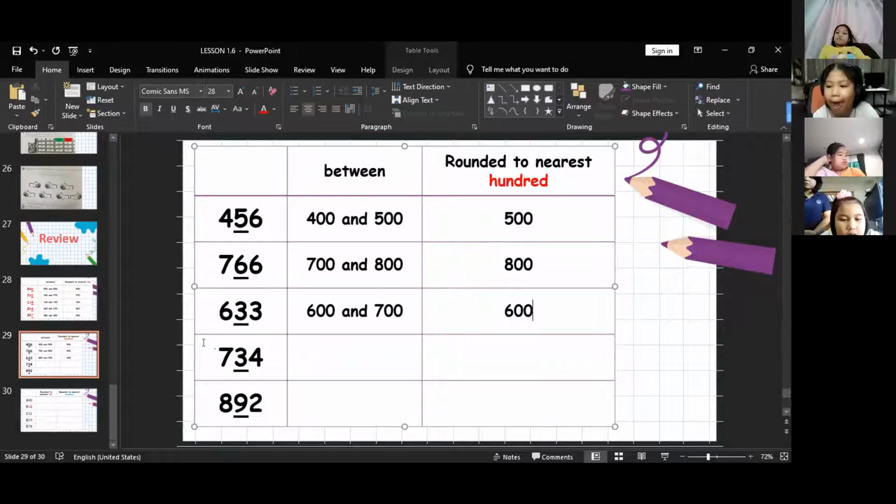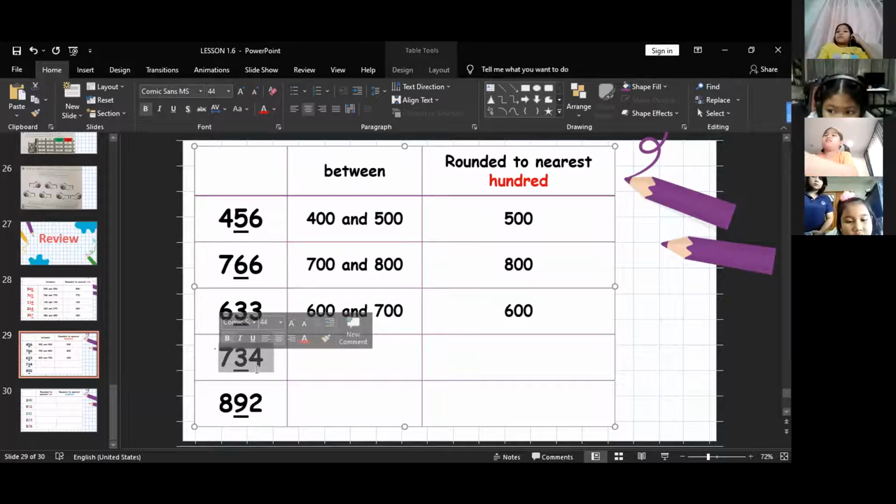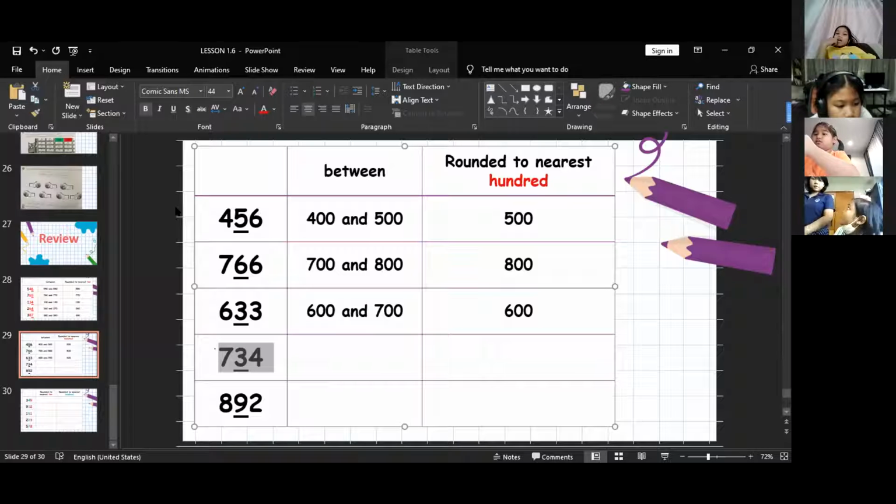Number four. Come on, Prim. Open your microphone. Okay, Prim. Can you read the number here? What number is this? Can you see this one? Hi, Prim. Can you see the number here in number four? What number is this? Oh, I cannot hear you. No sound. Cannot hear you, Prim. Okay, later I come back to you, okay? Prim, I come back to you later.